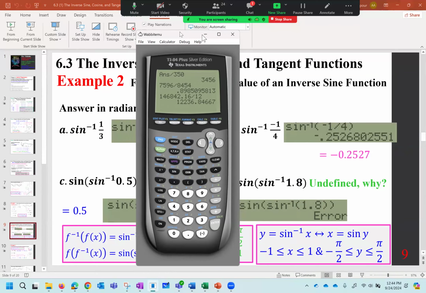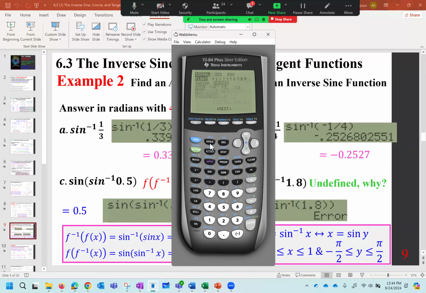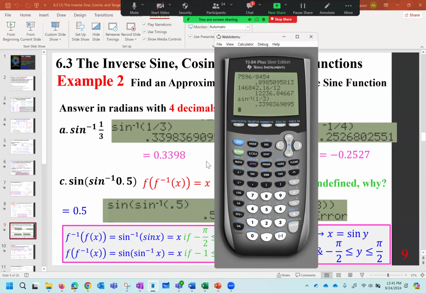So if you happen to have a calculator, you check the mode, you put it in radians, and now let's say sine inverse, second, sine, 1/3, 1 divided by 3, close parentheses. Enter. Look at the number that you have here. This is what we have here. So that's how you use it. Calculator.